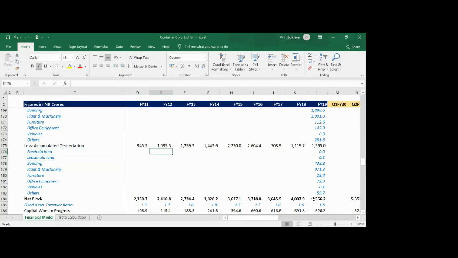So every year the depreciation gets added, right? And then you have accumulated depreciation. And then when you deduct that, you get the net block. Now, what is very important from this is the fixed asset turnover ratio. So, how is the fixed asset turnover ratio calculated? If you see, it is L24 divided by 184. So in this case, 184 is a net block.